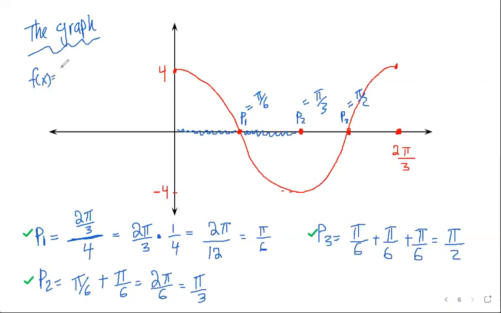Any question? The point here is pi over 6. The point here is pi over 3. The point here is pi over 2. This point is 2 pi over 3. Any question?